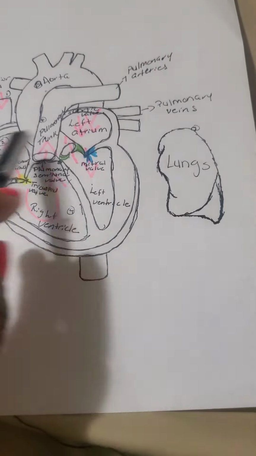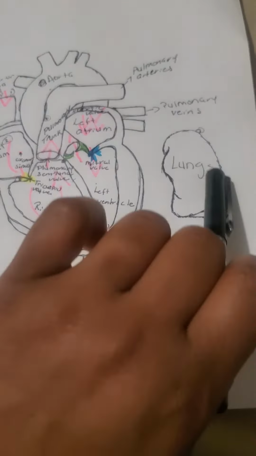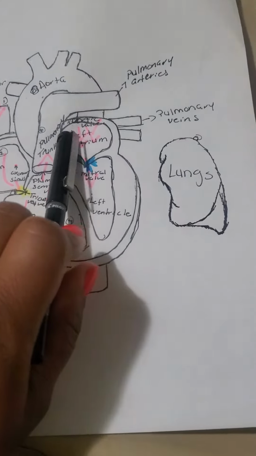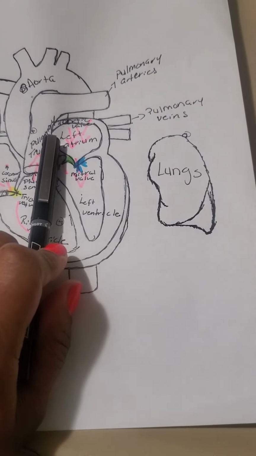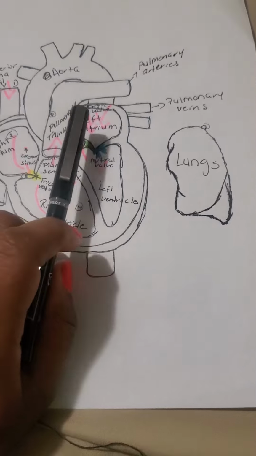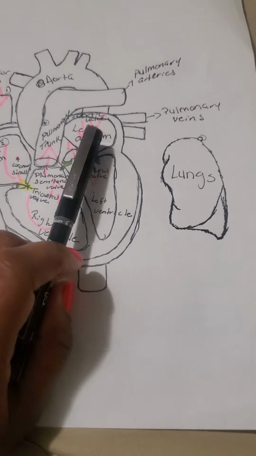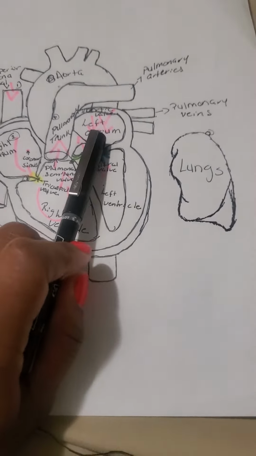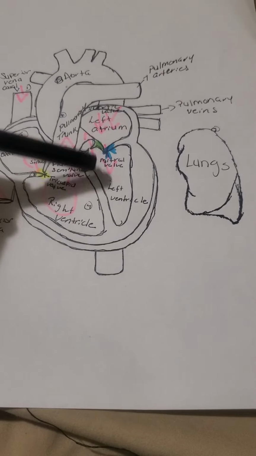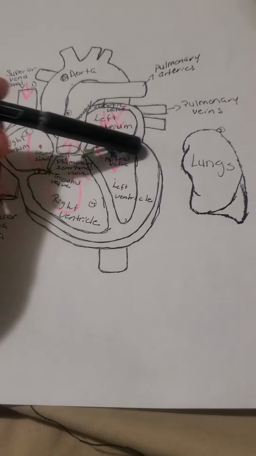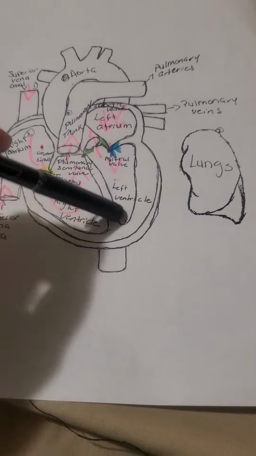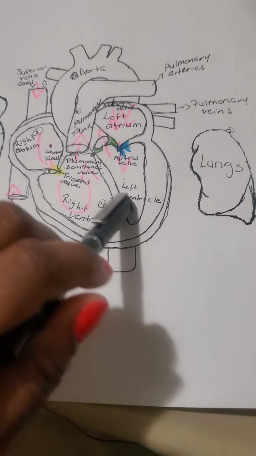So once it leaves the lungs, it goes through the pulmonary veins. It enters the pulmonary veins. Inside the pulmonary veins, it goes into the left atrium, down through the mitral valve, which is right here, and goes into the left ventricle.